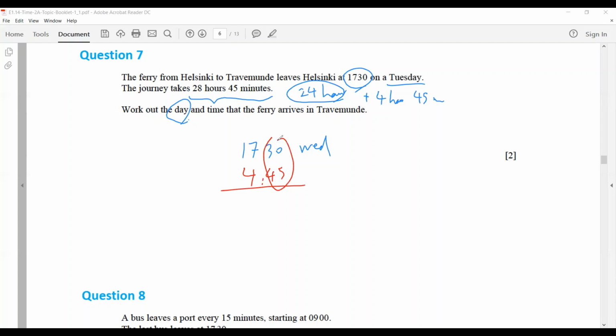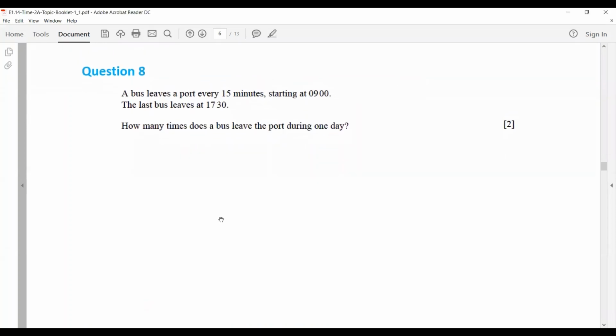These two gives me 75, but you subtract 60 from it. And then you add here instead. And we get 5 plus 17, which is 22:15 on Wednesday. So the day is Wednesday, the time is 22:15 or 10:15 p.m. So question number 8.